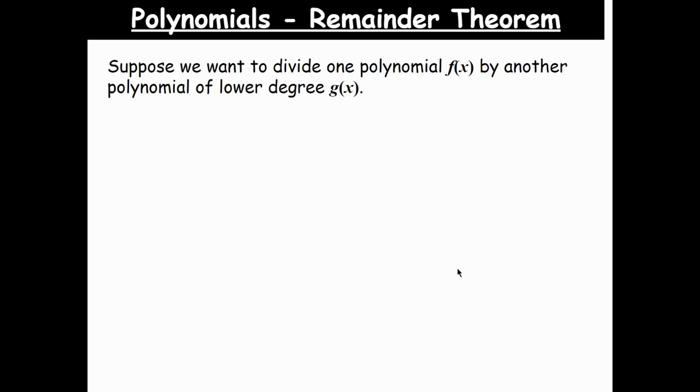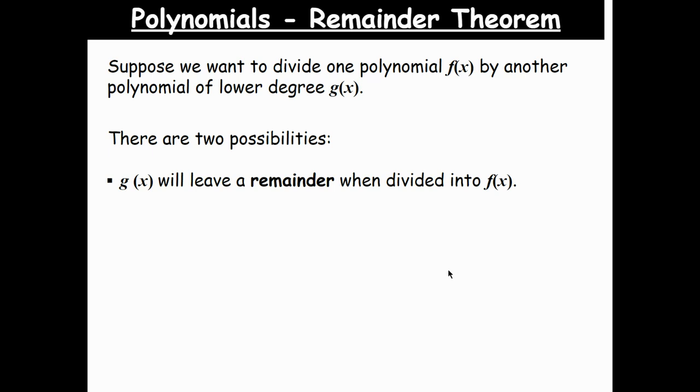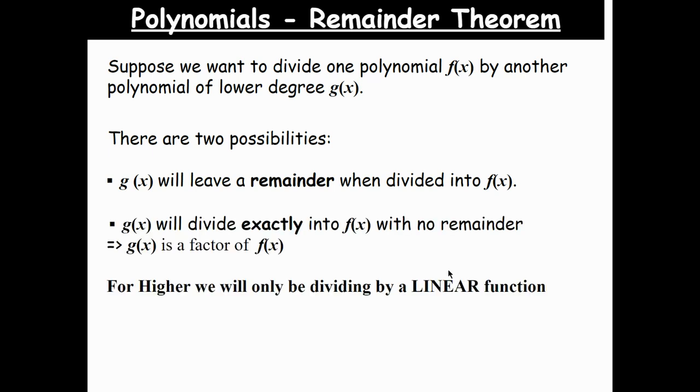When we divide one polynomial by another polynomial of lower degree, for example, a quadratic divided by a linear, or a cubic divided by a quadratic, or a cubic divided by a linear, we get two possibilities. We either get a situation where we're left with a remainder, or where the g of x divides exactly into the f of x, and therefore the g of x is a factor of the f of x. Now for higher, we will only be dividing by linear factors. We won't be dividing by any quadratics. We'll leave that for advanced higher.